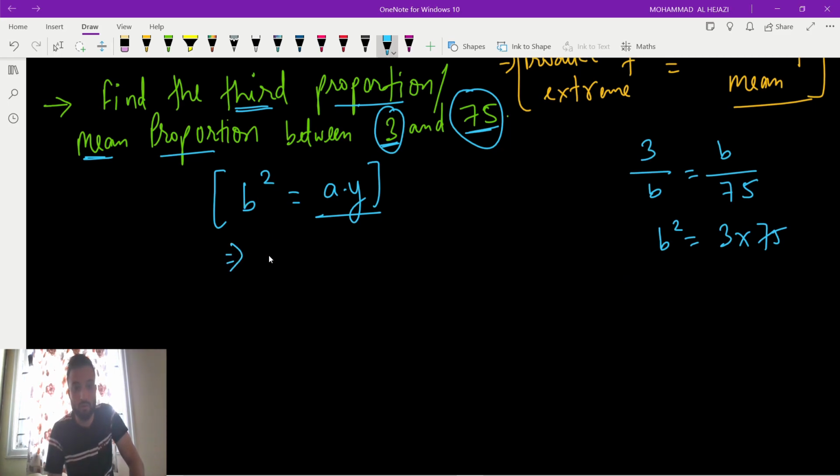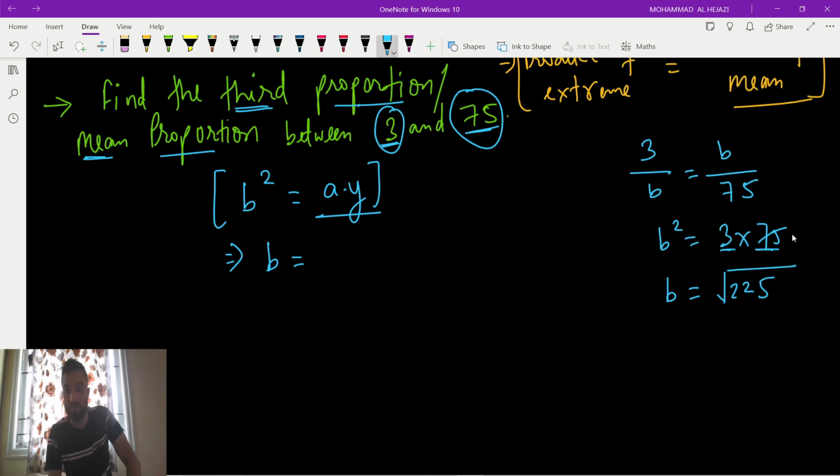So what will you do? B equals, first of all we multiply this A and Y, we multiply 3 into 75. Whatever answer you get, you have to take the square root of it. 5 is the 15, 5 carry 1, 7 is the 21, 225. So B square equals 3 into 75, which is B square equals 225. You have to find the value of the third proportion or mean proportion, which is nothing but B. The square goes to the other side and becomes a square root. So B equals the square root of 225. The answer is 15.